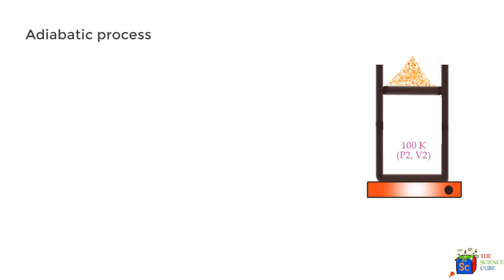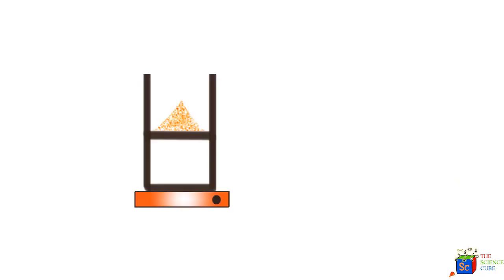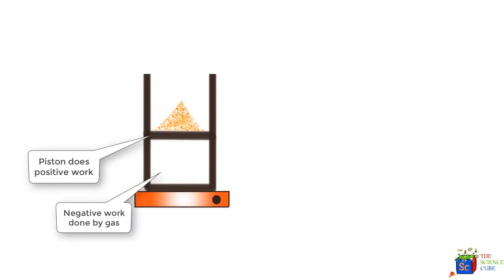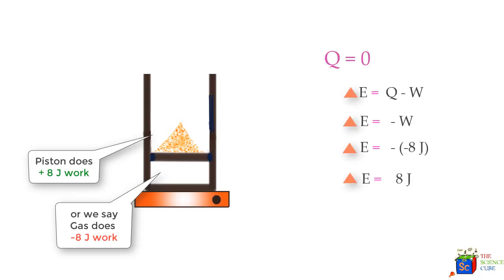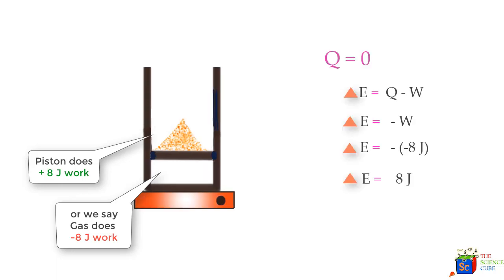But if the piston pushes the gas down, then while the piston does positive work, we say that negative work is done by the gas. And let us say this time the piston does plus 8 joules of work, which basically means the gas or the system does minus 8 joules of work. Then delta E of the gas is plus 8 joules, or the internal energy of the gas has gone up.